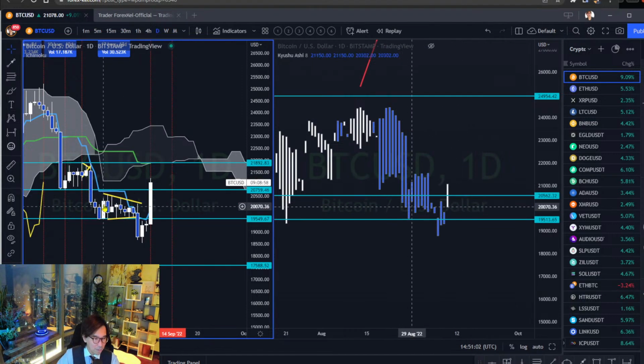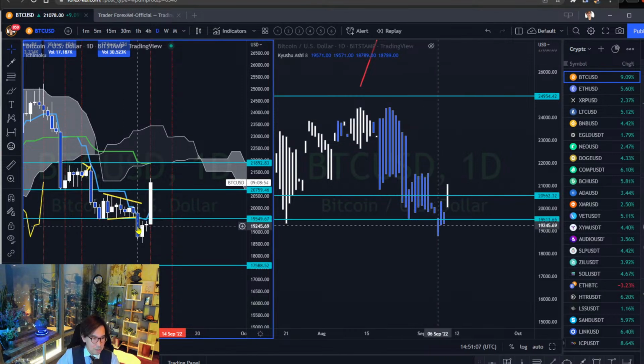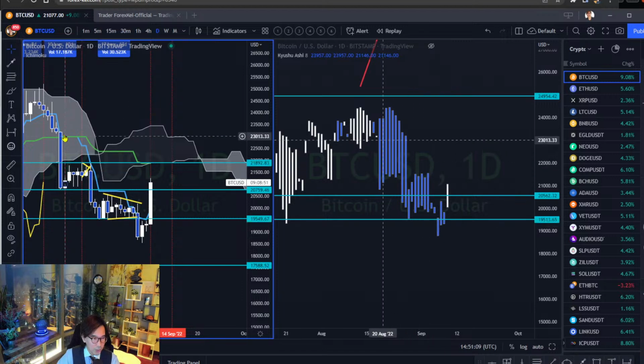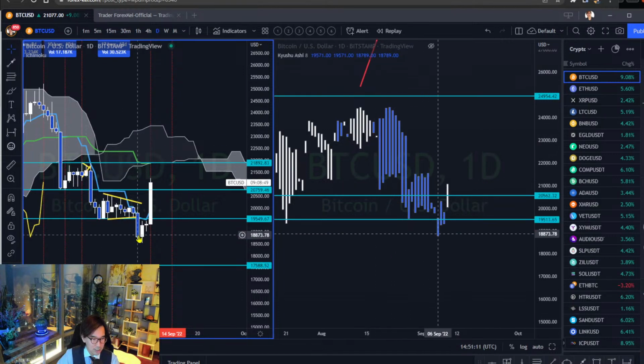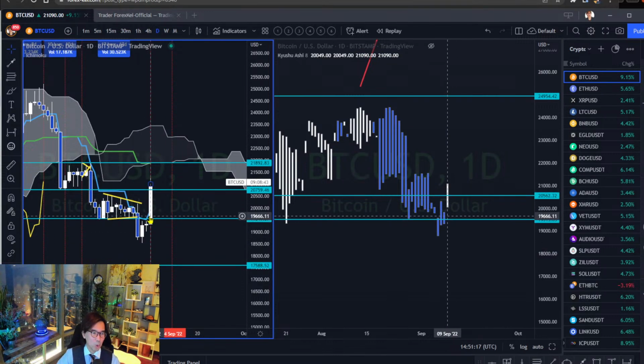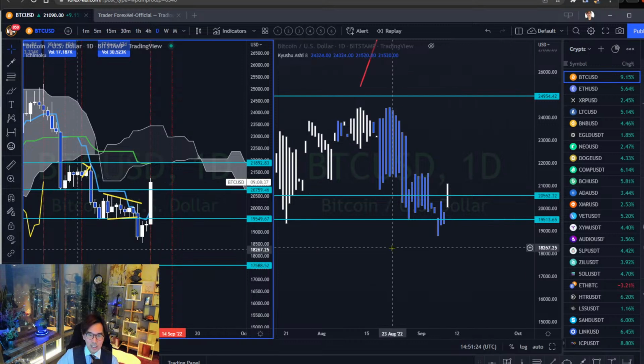It broke the P wave on the 6th of September. So it was a downtrend, and I was expecting the market to continue down this way. But today, it broke the resistance and the previous support. So in the short term, this is bullish.